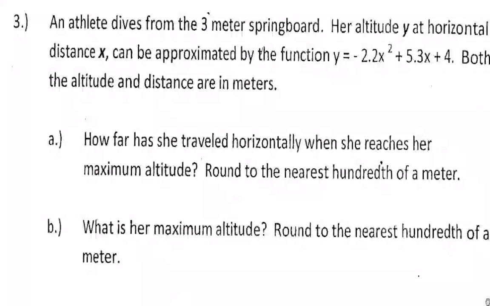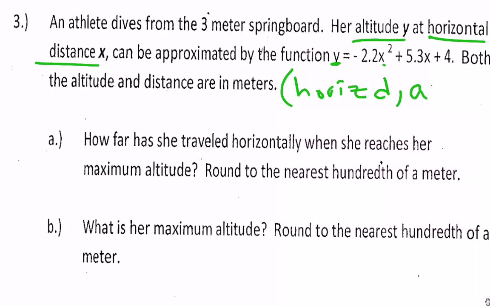And number 3, an athlete dives from a 3-meter springboard. Her altitude y at a horizontal distance x can be approximated by the function. Both the altitude and the distance are in meters. So we need to write our ordered pair. What is in the place of x? Well, x, but it means something: the horizontal distance. I'm going to abbreviate that. And y is y, but it says altitude, which is really just height. So I have horizontal distance and altitude.